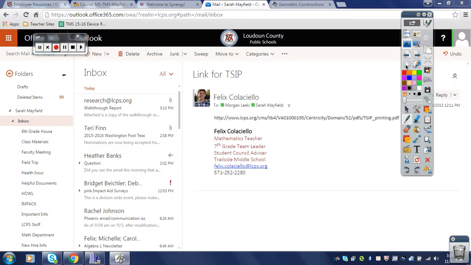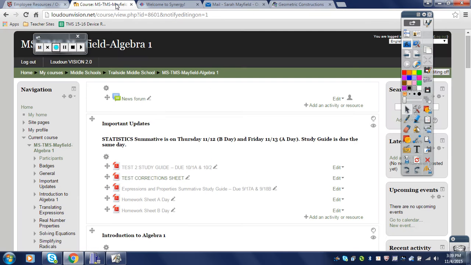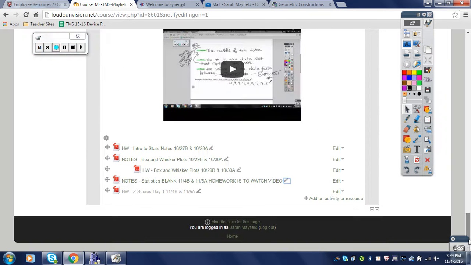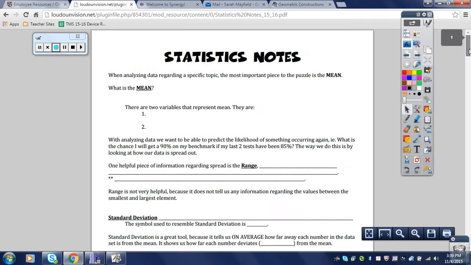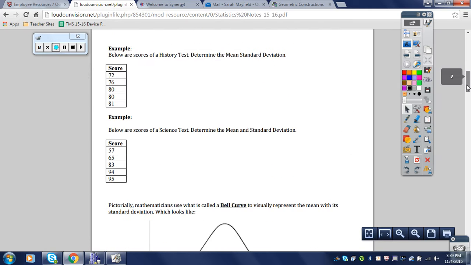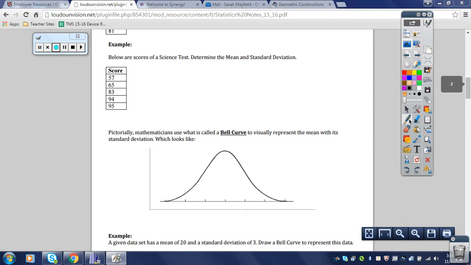So let's go back to our notes here, and let me scroll down. Okay. So we did this front part. In class, you are working on this problem right here. I want to do this together. If you've already done it, I want you to follow along and make sure your answer matches my answer. It says: below are the scores of a science test. Determine the mean and standard deviation.